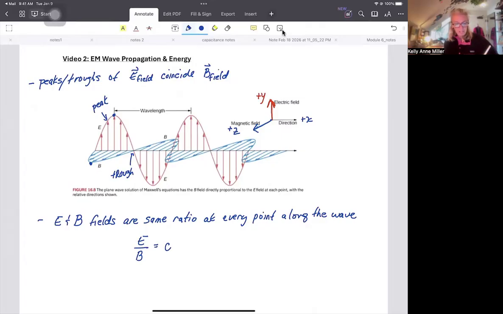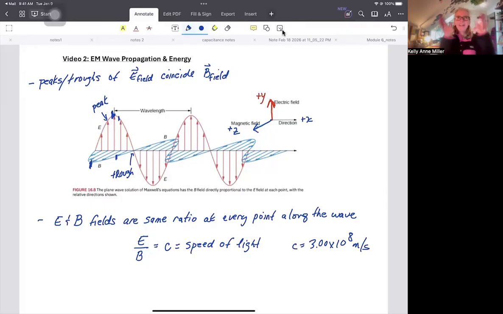Okay. So if you take the electric field at any point and you divide it by the magnetic field at that same point, right? If I take this point and I divide these two numbers here, then I get the speed of light. If I divide these two numbers, the peaks, I get the speed of light. Okay. So E over B equals C, the speed of light. And the speed of light, remember, is 3 times 10 to the power of 8 meters per second.